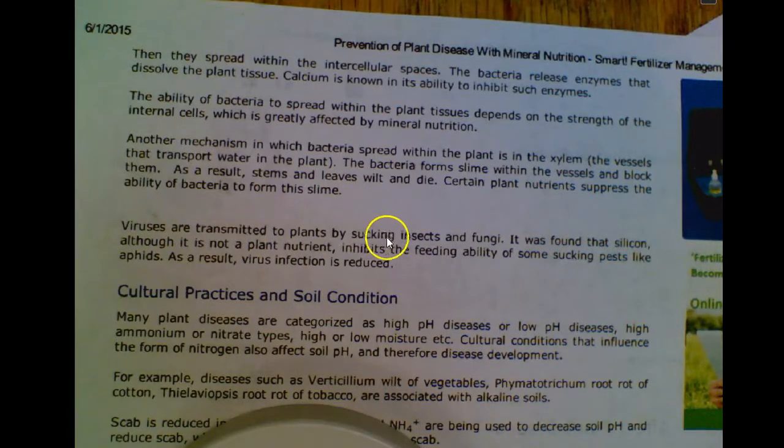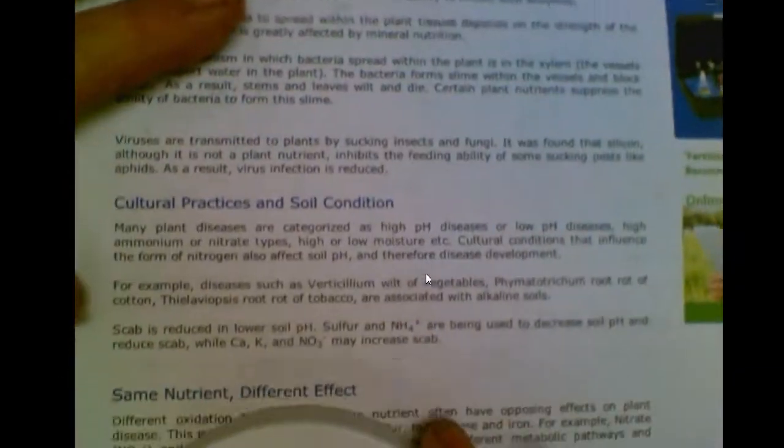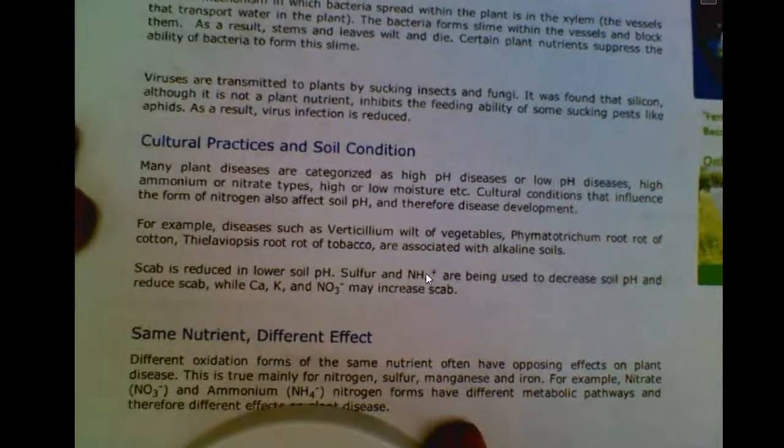Viruses are transmitted to plants by sucking insects and fungi. It was found that silicon, although it is not a plant nutrient, inhibits the feeding ability of some sucking pests like aphids, and as a result, virus infection is reduced by using silicon in the system. So they apply it.